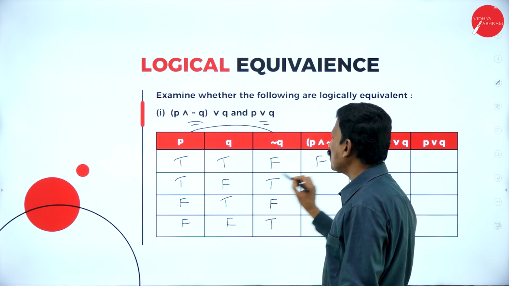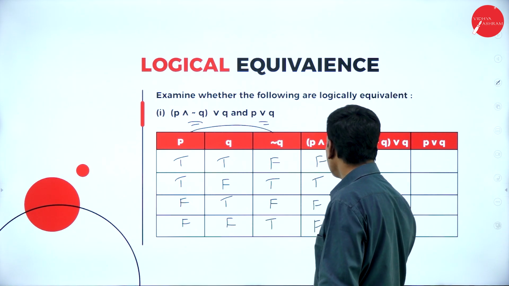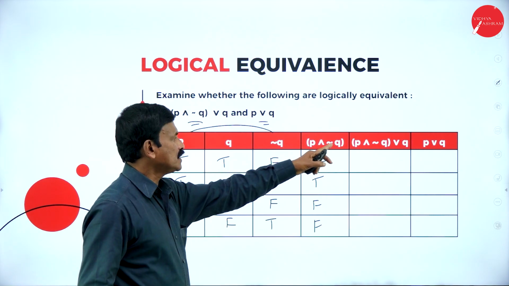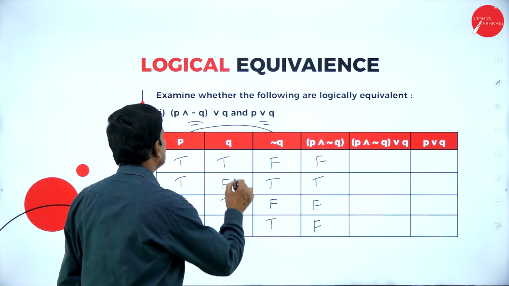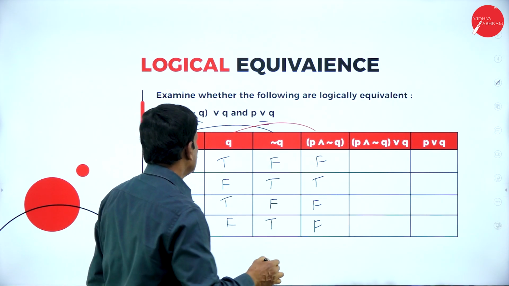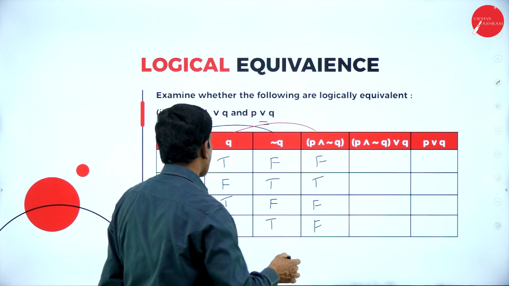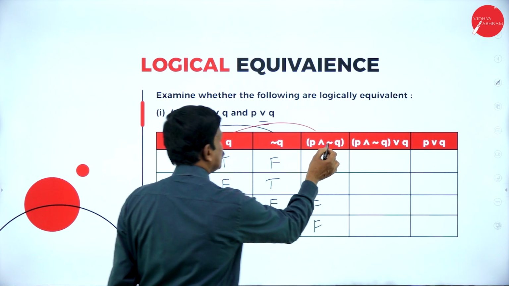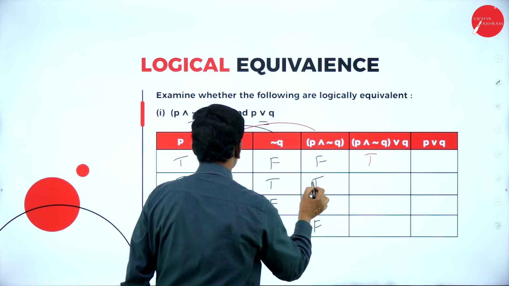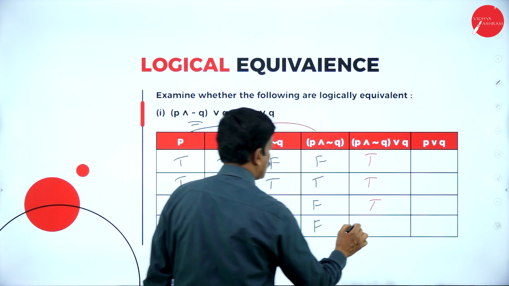The truth values for P are true, true, false, false, and for Q true, false, true, false. Negation of Q: for T it is F, for F it is T, for T it is F, for F it is T. Now the conjunction for P and negation Q: true and false is false, true and true is true, false and false is false, false and true is also false. Then P conjunction negation Q, disjunction Q: for these two we write the disjunction. False and true is true, true and true is true, false and false is false, false and true is true.